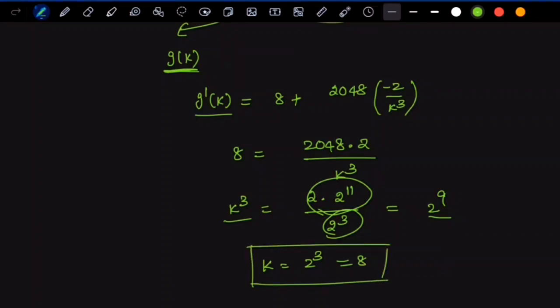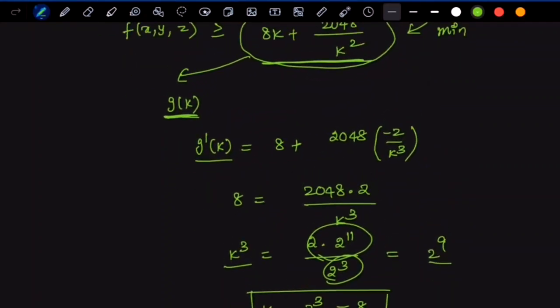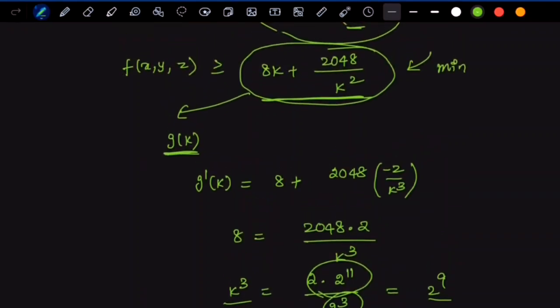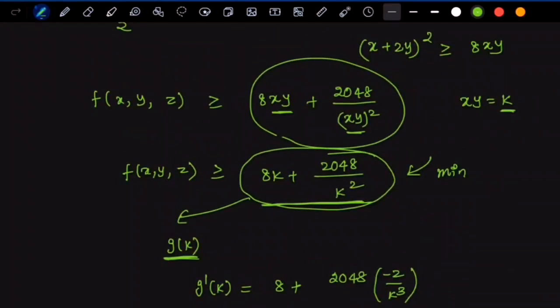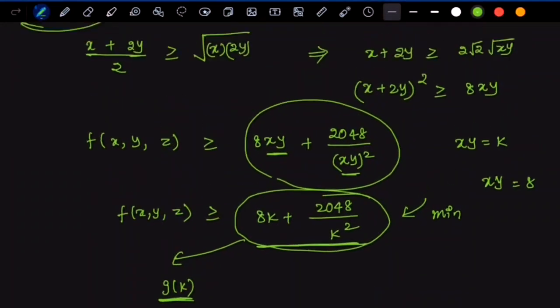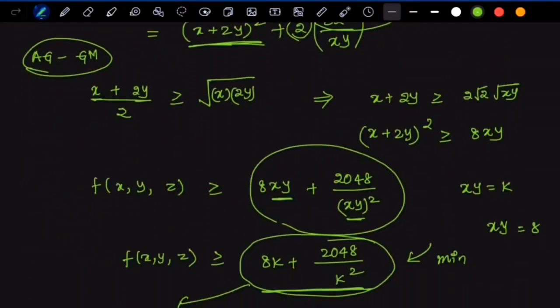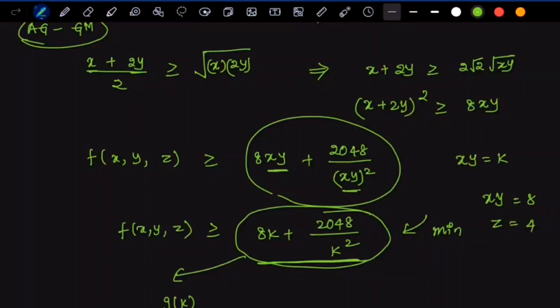So k is equal to 8. You can find the double derivative and check whether k is equal to 8 actually gives you a minimum value or a maximum value. If you check it, you will figure out that it gives you a minimum value. I will leave that exercise to you guys. So now k is equal to 8 gives you the minimum value. So when you say k is equal to 8, it means that xy is equal to 8. When xy is equal to 8, you know that xyz is equal to 32. So your z is equal to 4.